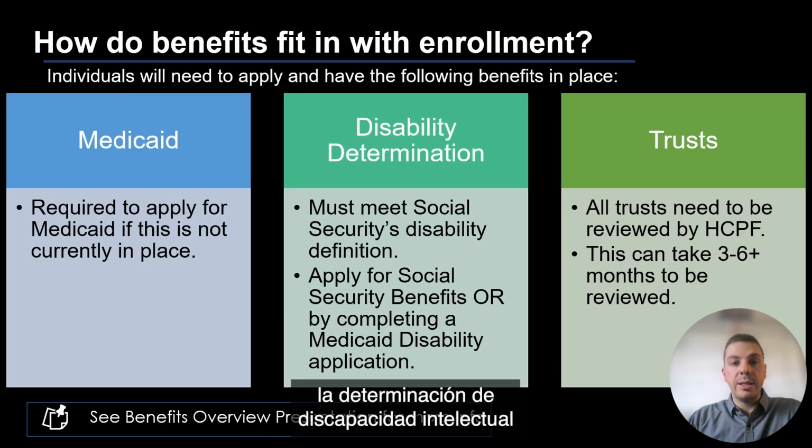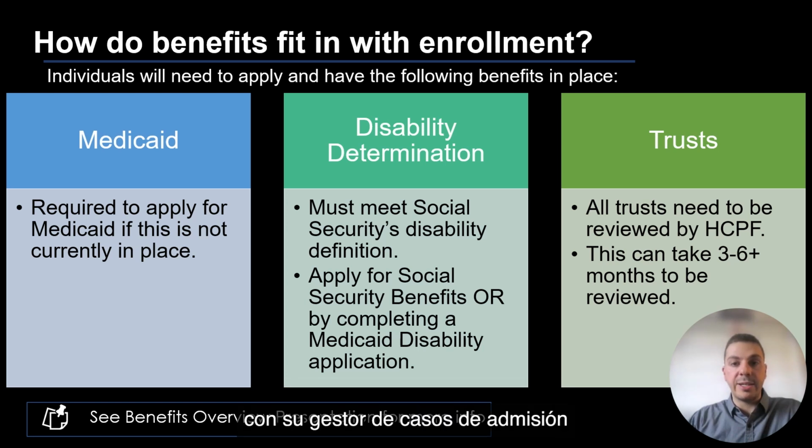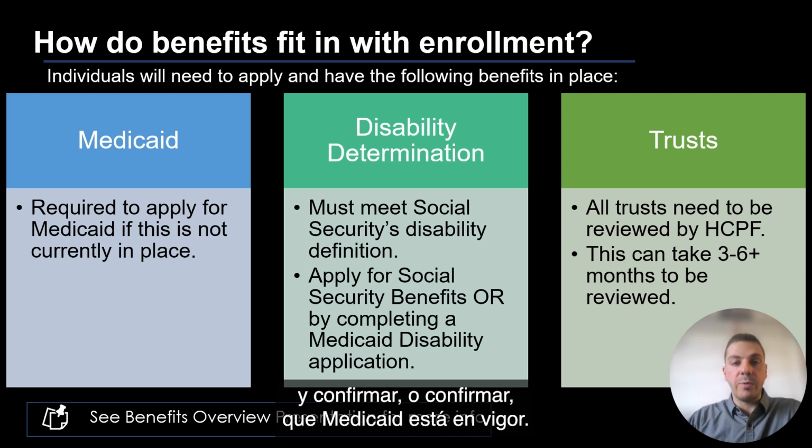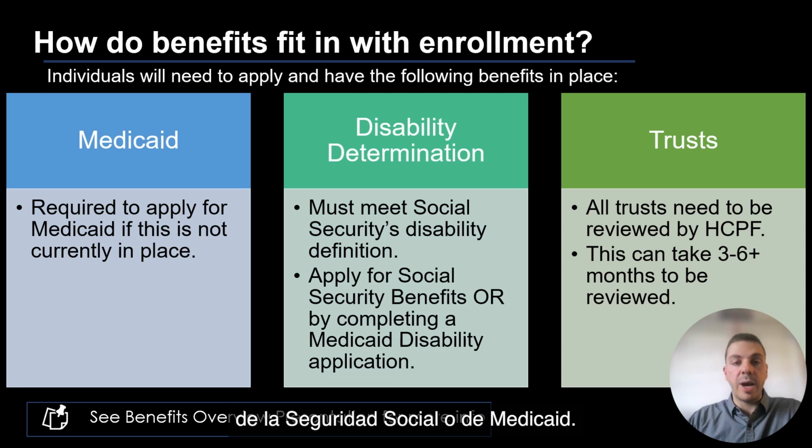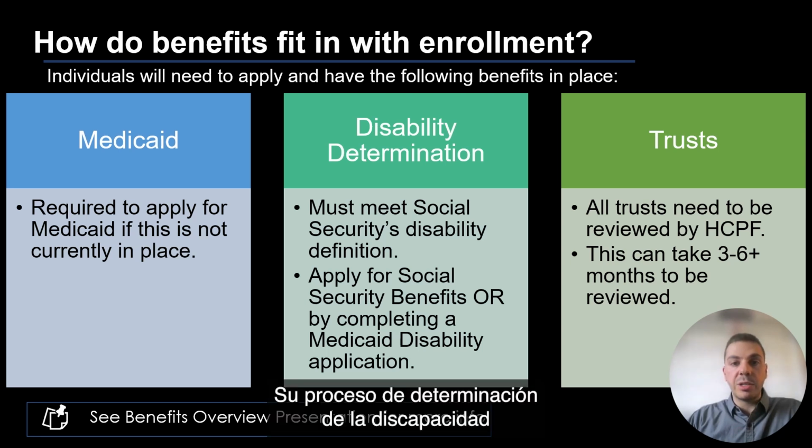After you've completed the case management agency intellectual or developmental disability determination with your intake case manager, and you've chosen a waiver, the next step is to apply for Medicaid and confirm that Medicaid is in place. Home and community-based service waivers require someone to be eligible for long-term care Medicaid. This means not only do they qualify for basic Medicaid state plan benefits, but they must also obtain a disability determination from either Social Security or Medicaid. Their disability determination process is different than the one that you will have just gone through with your intake case manager.